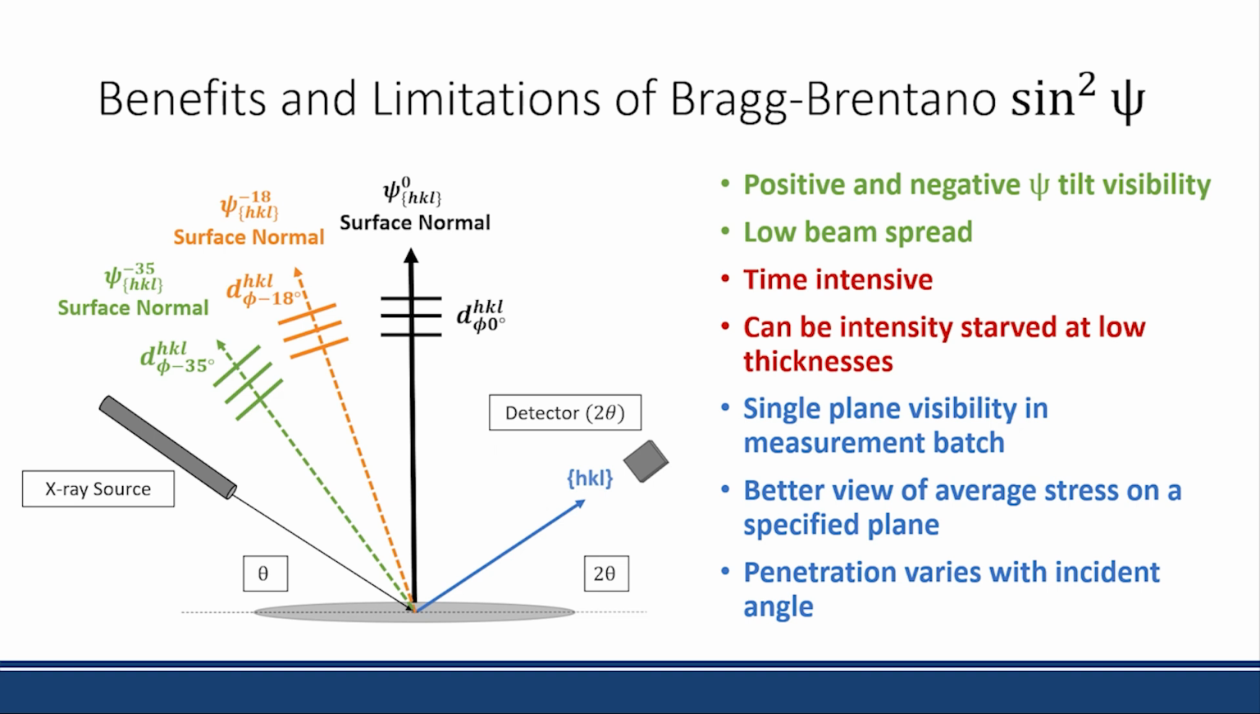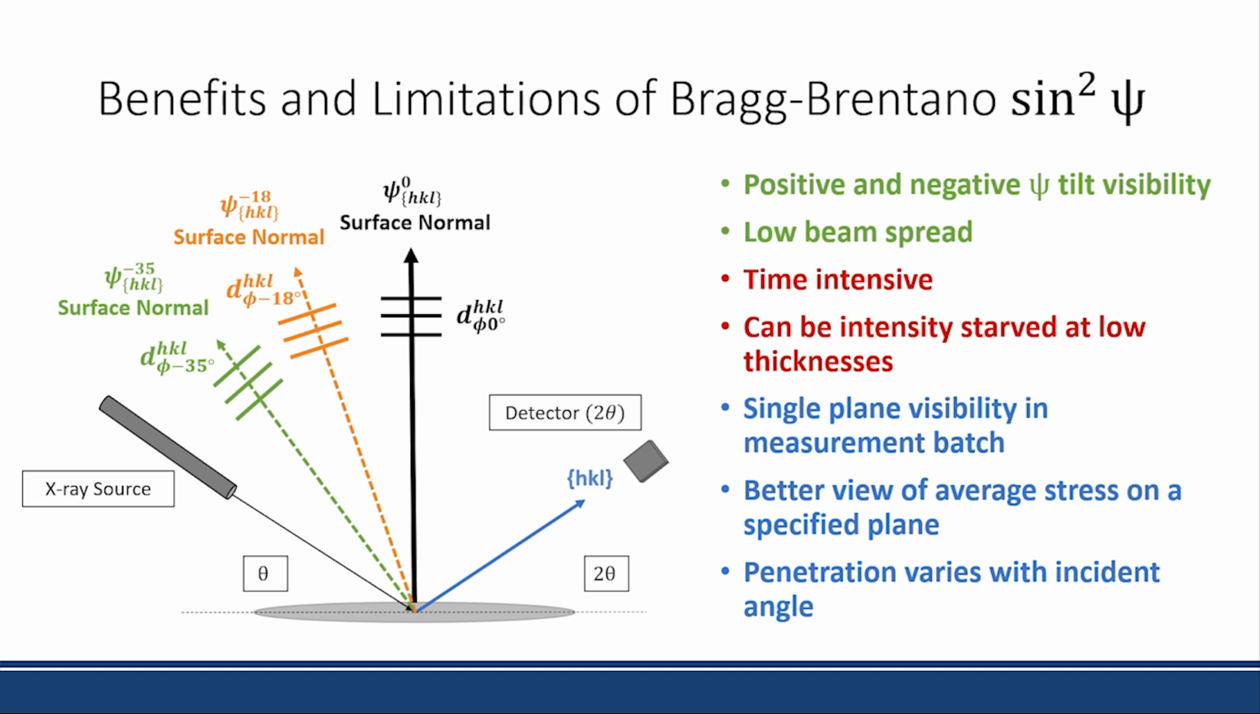So there are some obvious benefits and limitations to doing it this way. One is you have good visibility to that positive and negative tilt angle. So if you remember, I mentioned that if you have triaxial stresses, you may need to look at both positive and negative tilts and then average them together. That's something you can do if you use Bragg-Brentano geometry. Second, depending on your geometry, of course, you have a much lower beam spread, because especially if you have a high incident angle, which can be a benefit if you're looking at a very specific part of your sample.